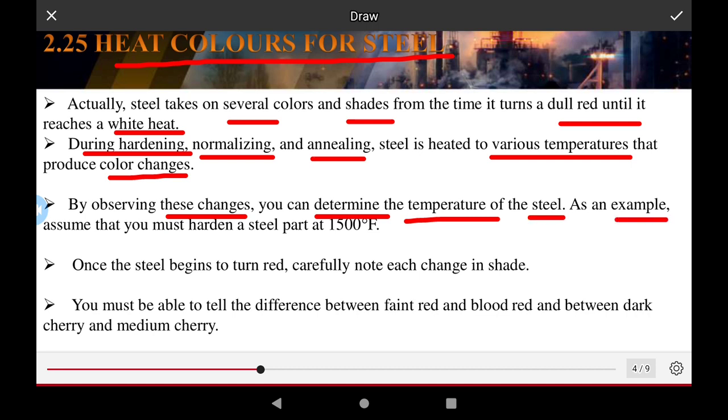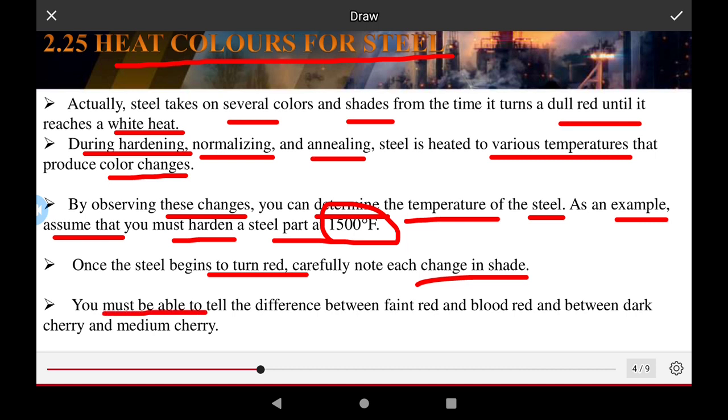As an example, assume you must harden a steel part at 1500 degrees once the steel begins to turn red. Carefully note each change in shade. You must be able to tell the difference between faint red and blood red, between dark cherry and medium cherry.